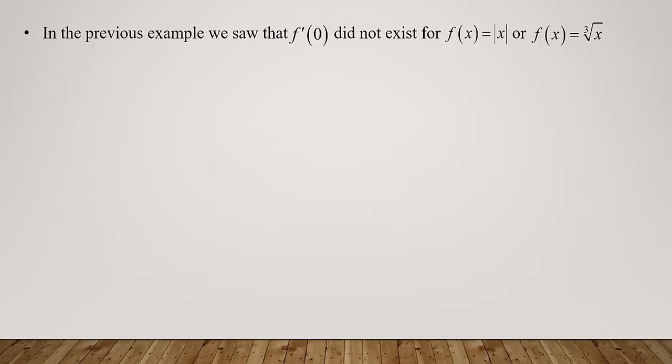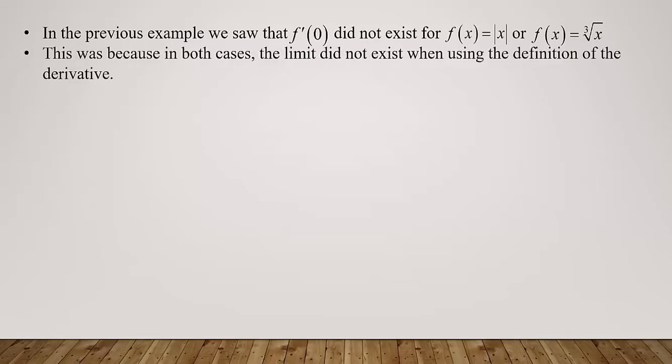So the derivative f prime of 0 did not exist for the absolute value of x, nor did it exist for the cube root of x. That was because in both of those cases, in both parts of that example, the limit did not exist when we were using the definition of the derivative. That's why those 4 words were important.